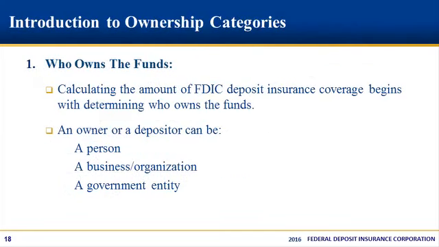Perhaps the single most important question to answer in calculating FDIC deposit insurance coverage is, who owns the funds? The answer to this question is critical because both the amount and the method for calculating FDIC deposit insurance coverage is based on the ownership of the deposit funds. As we noted previously, an owner or a depositor can be a person, a business organization, or a government entity.